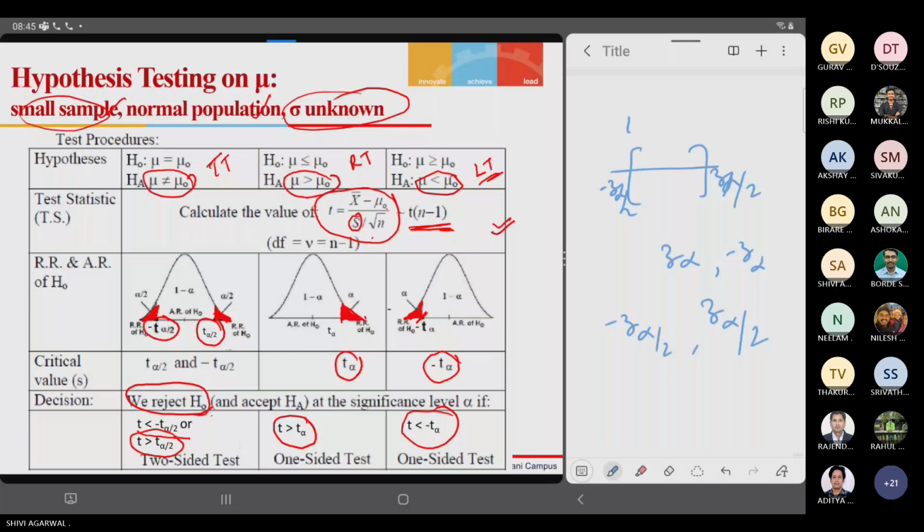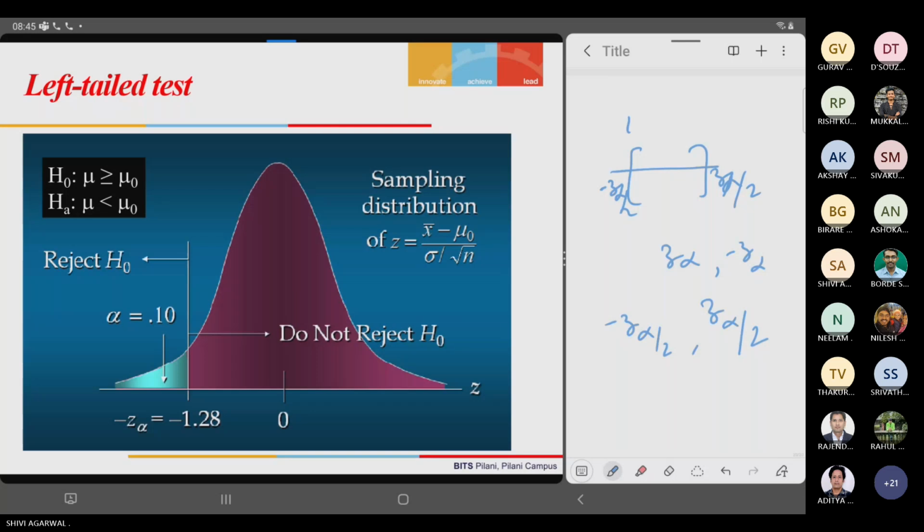Okay. So here, this is the left tail. So you can see this is the left tail here. And if we are talking about here alpha is 0.10, means what? 1 minus alpha is equal to 0.9. Okay, so the significance level is 0.10. So this area is 0.10 here.